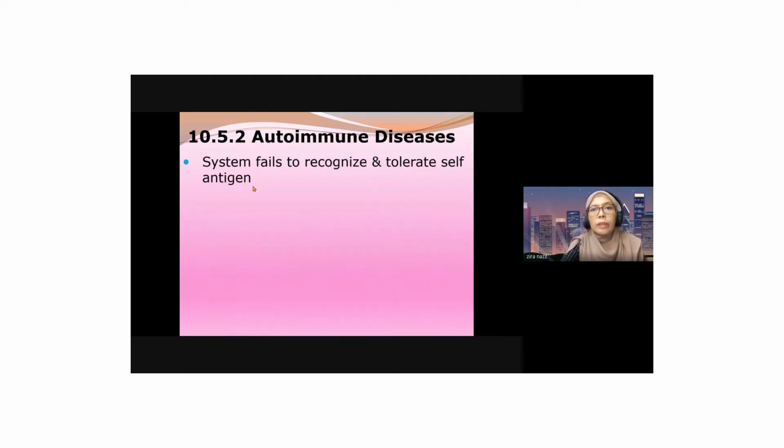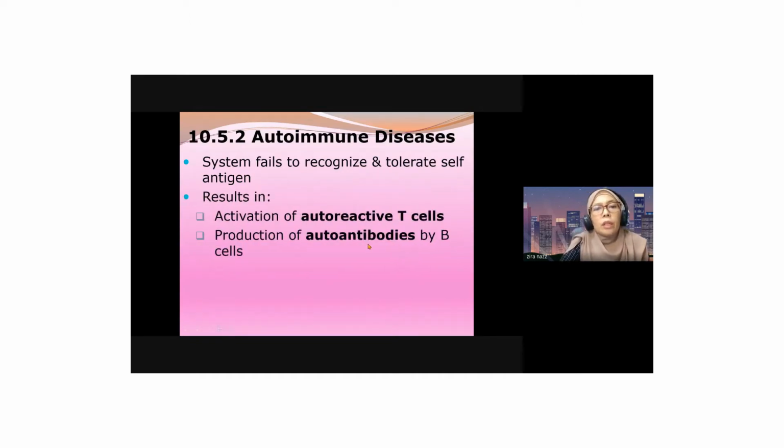But why autoimmune? Because it cannot recognize self and non-self. Even self, it treats like non-self. It activates your immune system. So what happens when the system fails to recognize and tolerate self-antigen? There's going to be activation of autoreactive T cells, like T helper cells or regulatory cells. And also, it can cause the production of autoantibodies by B cells.